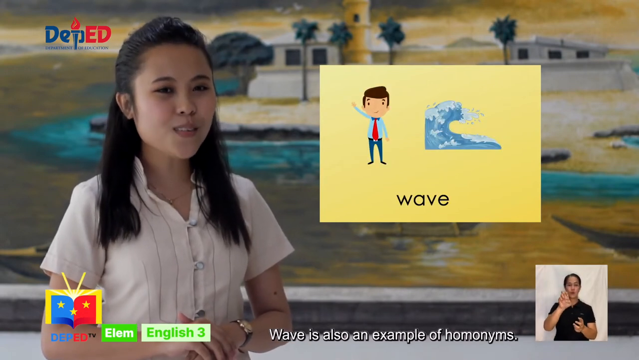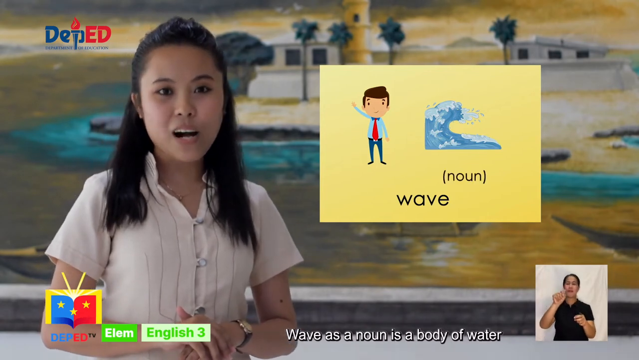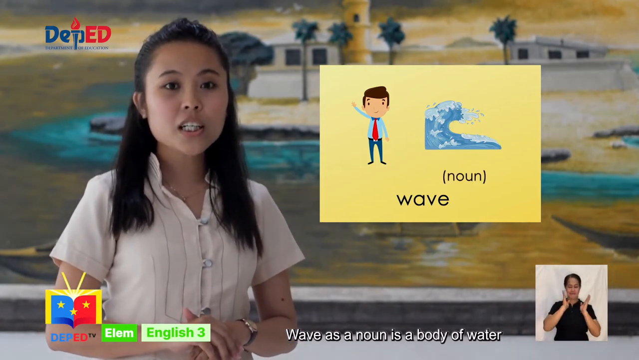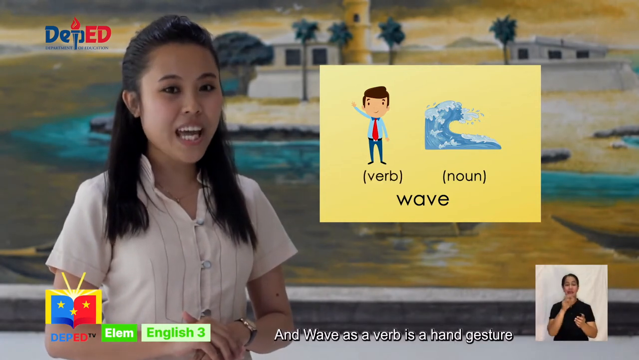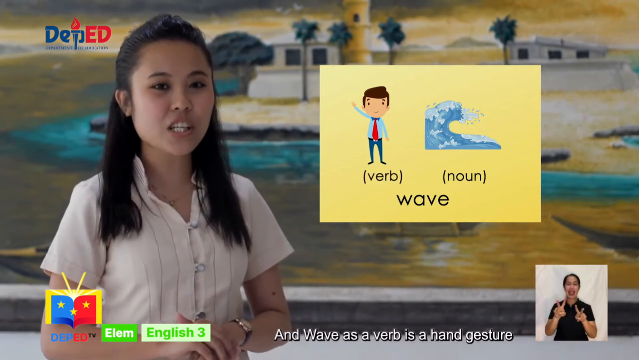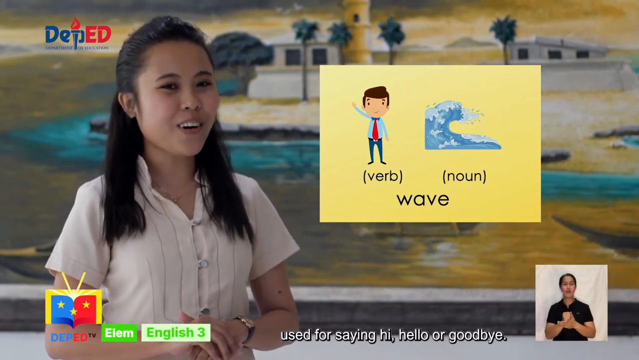Wave is also an example of homonyms. Wave as a noun is a body of water curling and breaking on the shore. And wave as a verb is a hand gesture used for saying hi, hello, or goodbye.